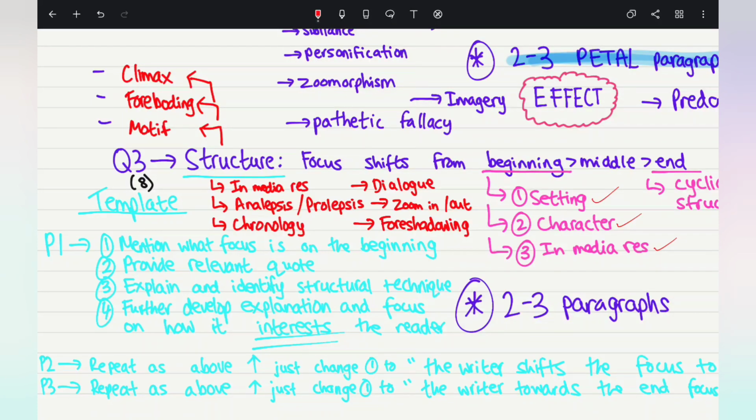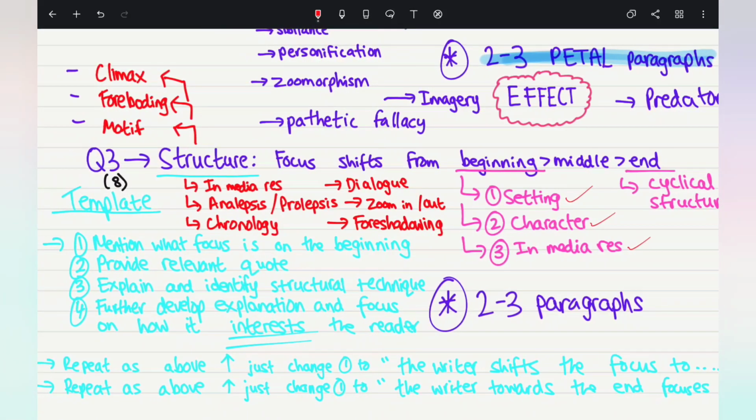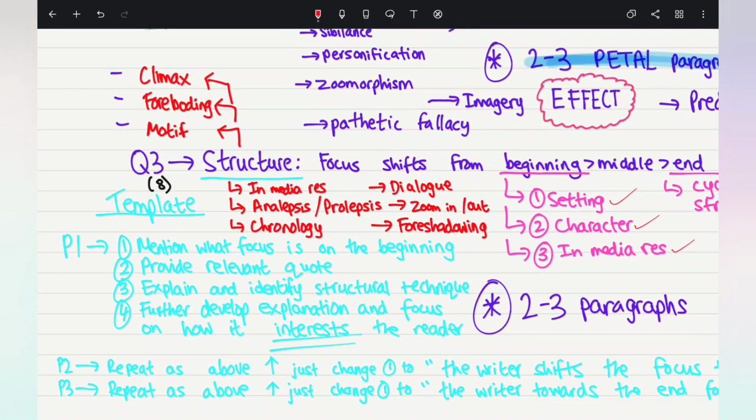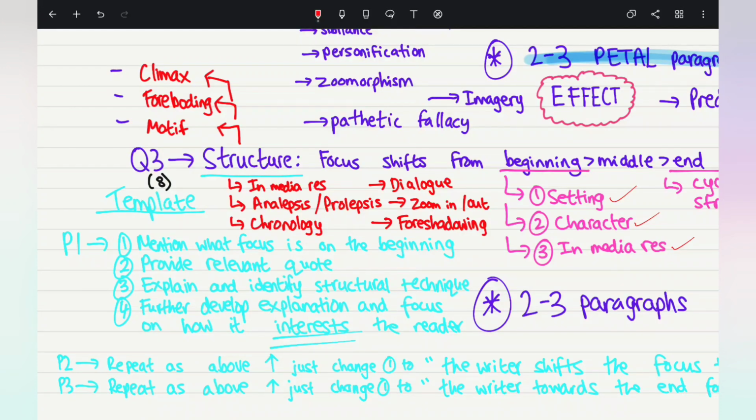So as you can see for paragraph 2, I've written P2, repeat as above, just change number 1 to the writer shifts the focus to, and you explain and tell us what the writer shifts the focus to. So do they shift to the interaction between Alex and his family, or is there a shift in mood? Is there a shift in sort of idea? So these are things that you want to talk about in paragraph 2. So if you're wondering, will there be a shift? Absolutely. There is always a shift. So that's something for you to talk about towards the middle.